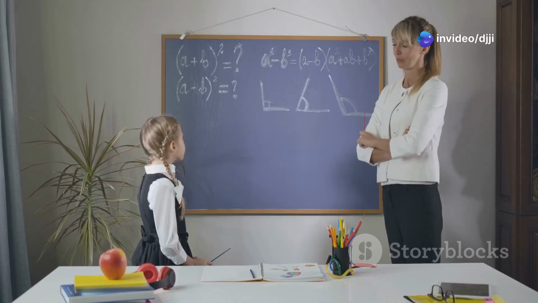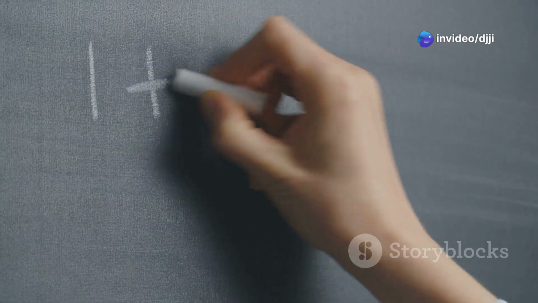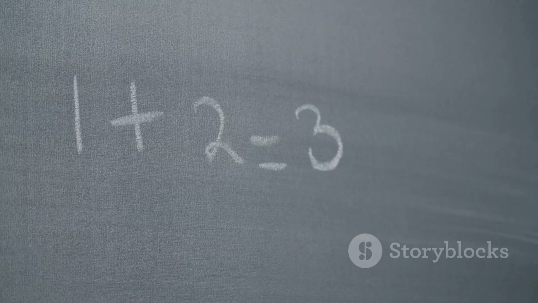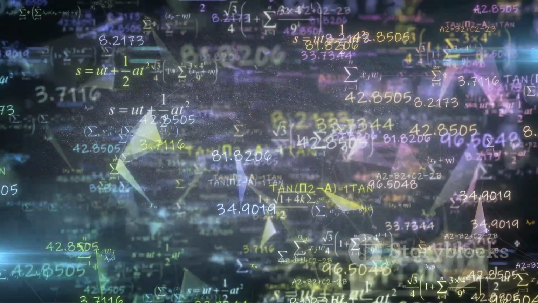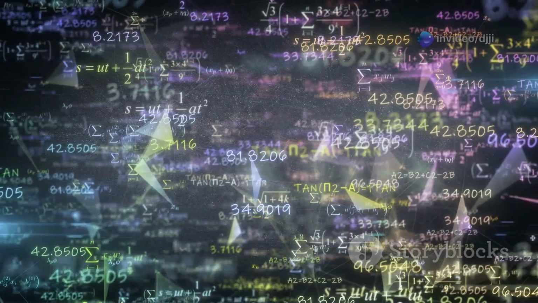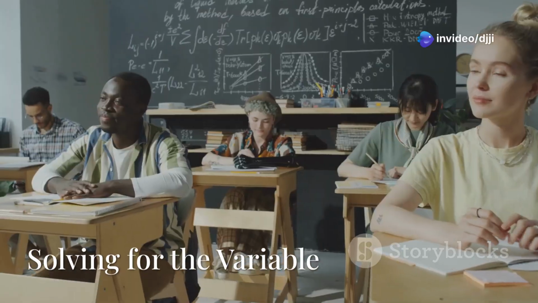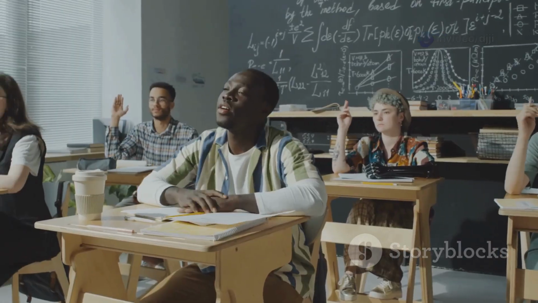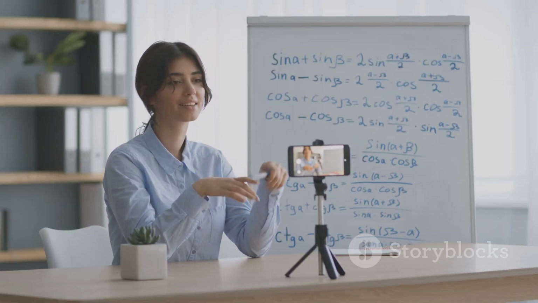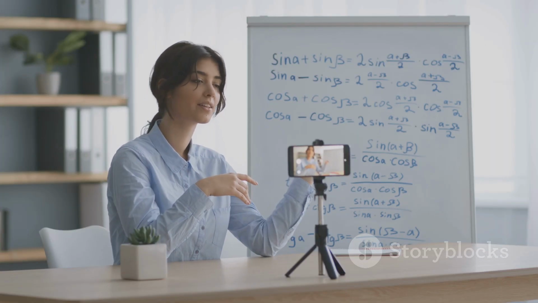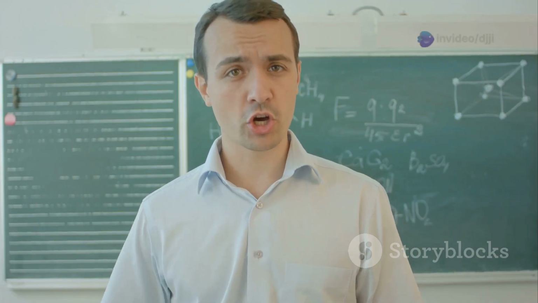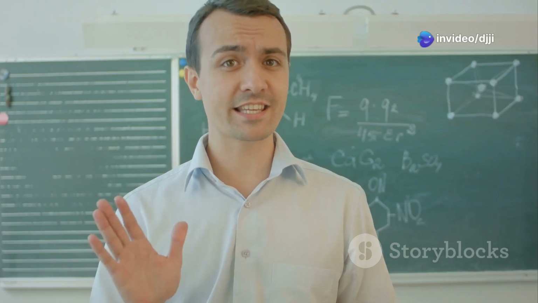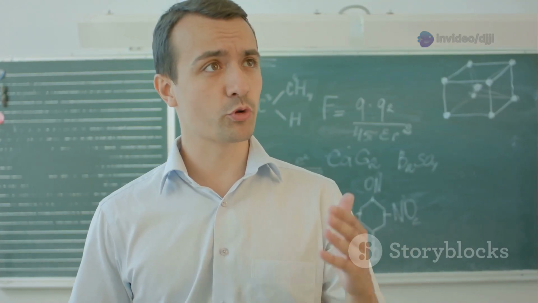Next, isolating the variable. Move variable terms. Use addition or subtraction to move all terms containing the variable to one side. Then, move constant terms. Use addition or subtraction to move all constant terms to the other side. Finally, solving for the variable. Division. Divide both sides by the coefficient of the variable to isolate it. And remember to flip the inequality sign. When dividing both sides of an inequality by a negative number, the direction of the inequality sign must be reversed.